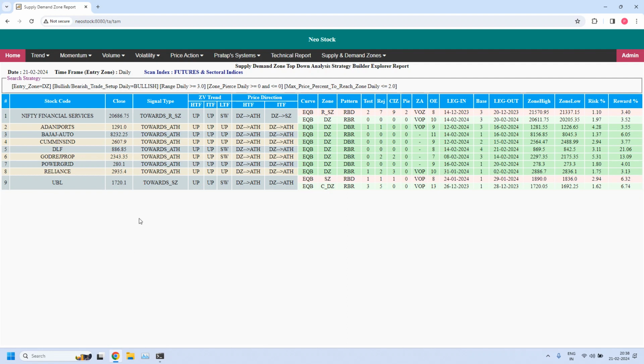But the only problem is at lower time frame, that is LTF time frame, all these stocks are currently traveling from demand zone to supply zone or all-time high. The price direction is towards the supply zone or all-time high. But it doesn't mean we won't get the trade. Sometimes they may reverse, change the direction, and we get a trade in the zone. That possibility is also there.